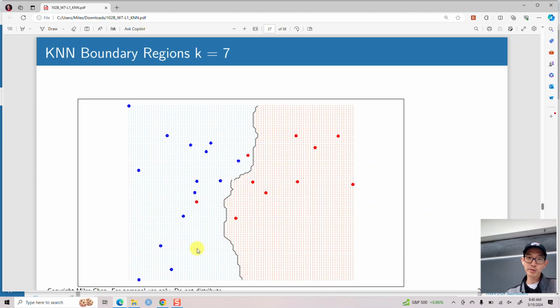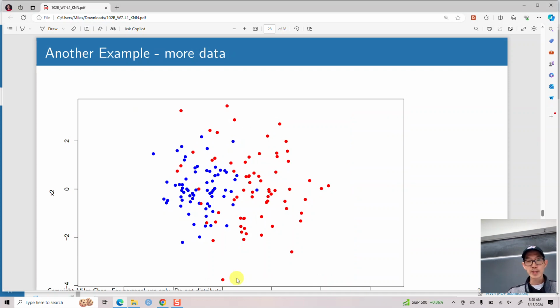So, k equal to 5, k equal to 7. As k gets higher, the boundary between red and blue starts approaching almost a straight line between red and blue, okay? Here's something, just a more concentrated cloud of points. We've got red, we've got blue, a mix of these things, and we're going to draw the regions that get classified as red and classified as blue.